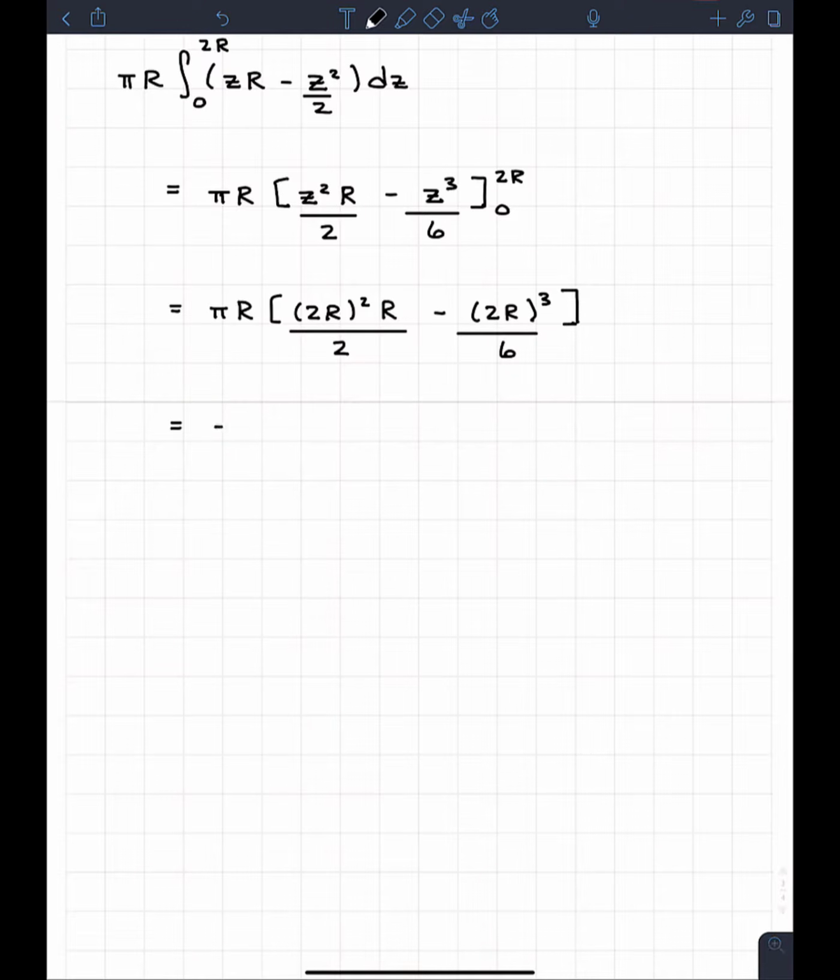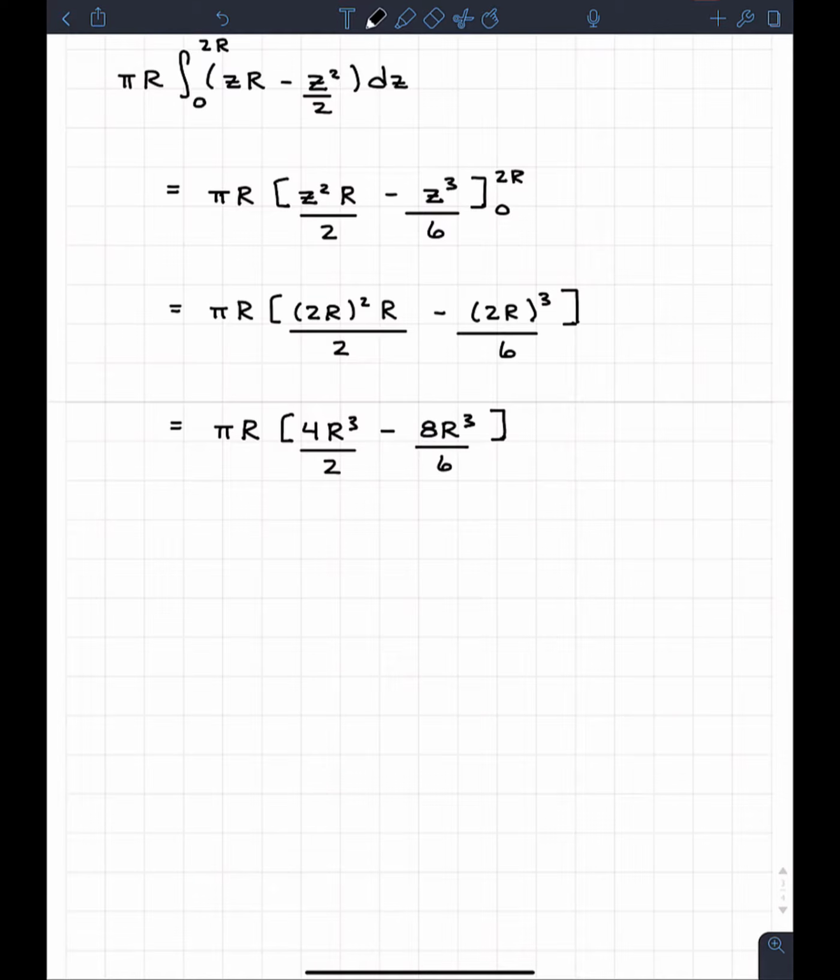We got pi r, and in the first one here, 2 squared is going to be 4. And then r squared is going to be r squared. But then we multiply it by the r on the outside. We get 4r cubed. And this is divided by 2. Minus, and we got 2 cubed, which is 8, times r cubed, which is r cubed. And we divide all this by 6.